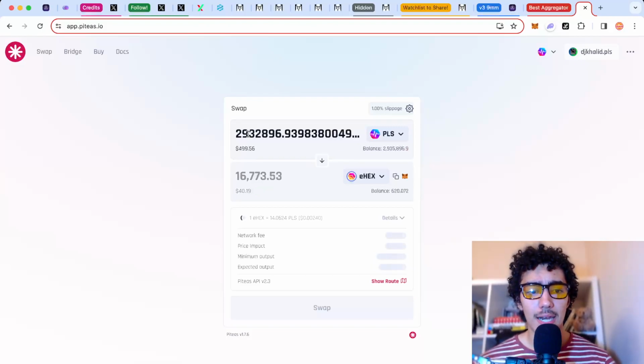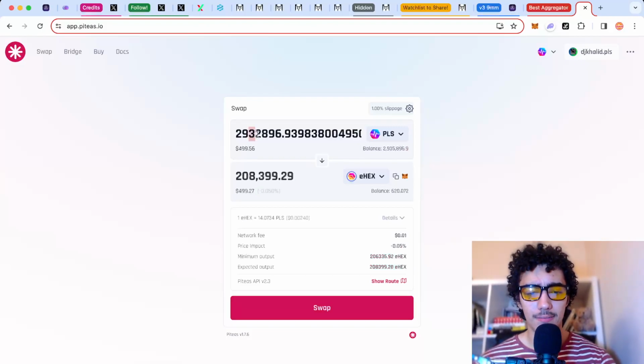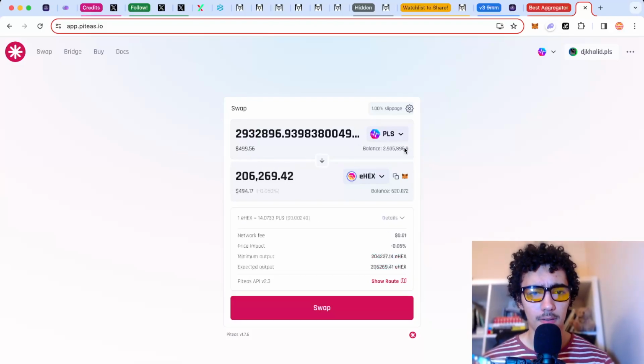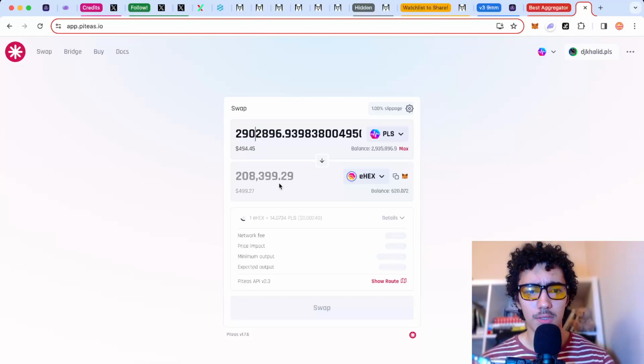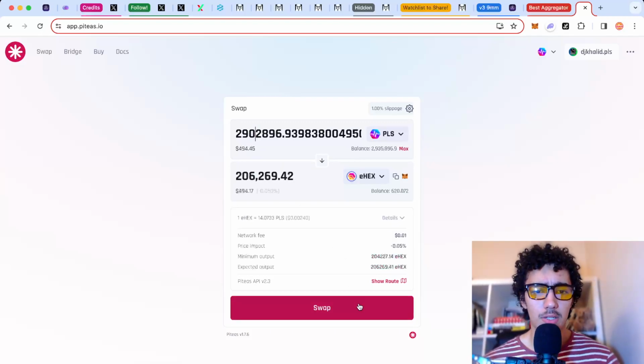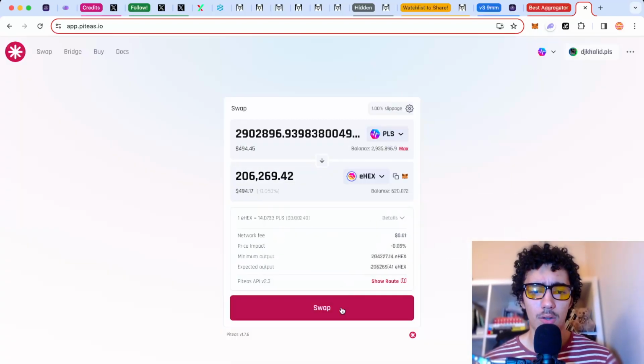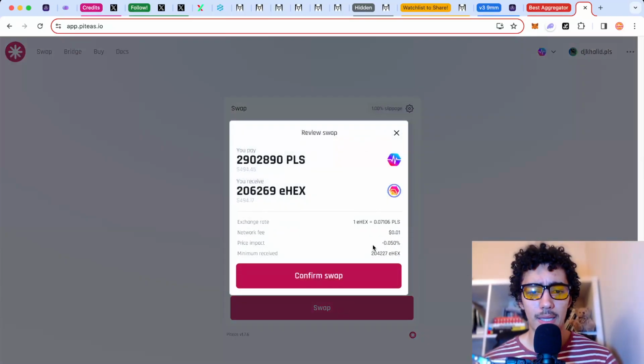Okay, I got $499. I just need a little bit, a few dollars just in case. Let me see again. So that should be good. So 494. And obviously, if I want to see the route, you can see it goes in one route. Beautiful. I'm going to buy HEX with this.